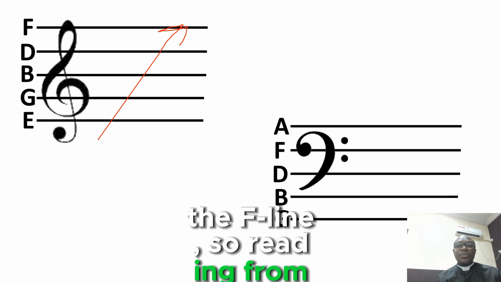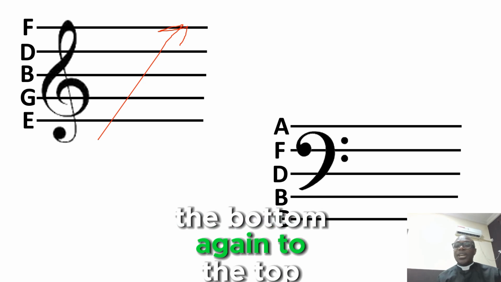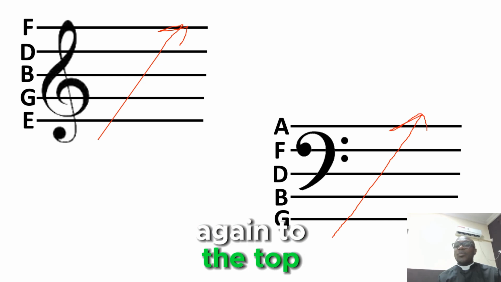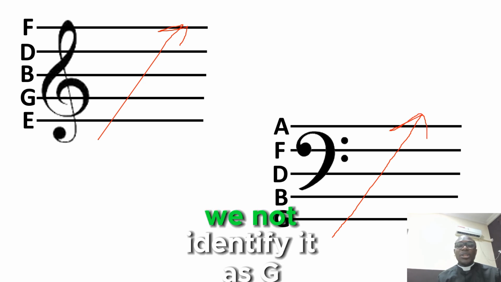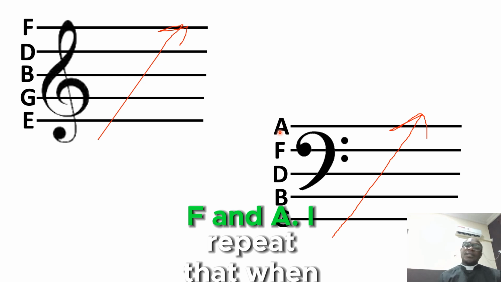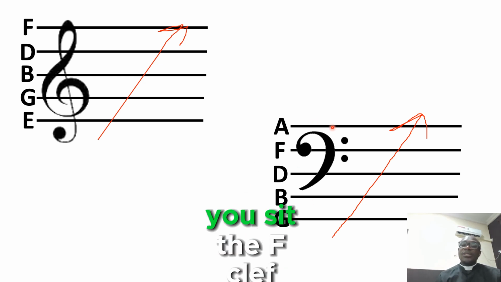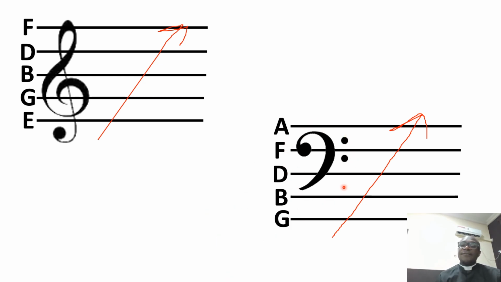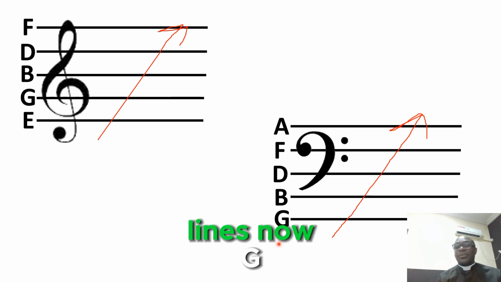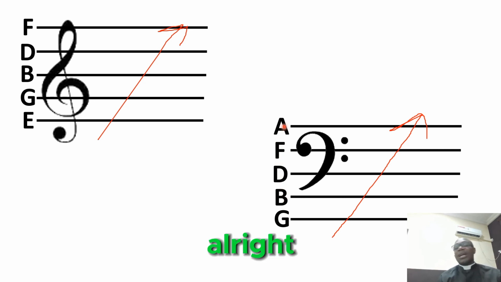So reading from the bottom again to the top, we identify it as G, B, D, F, and A. I repeat that. When you sit the F-clef, you now read from the bottom on the lines. We are dealing with the lines now. G, B, D, F, and A. All right.